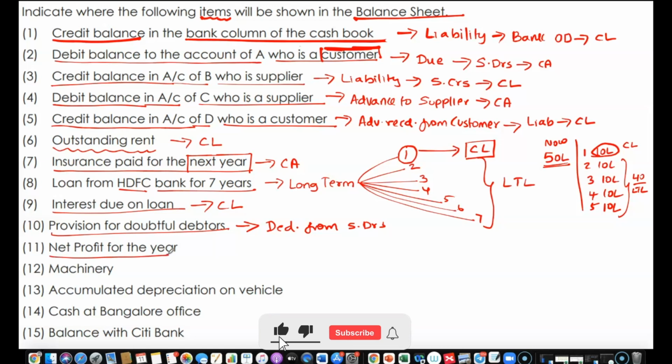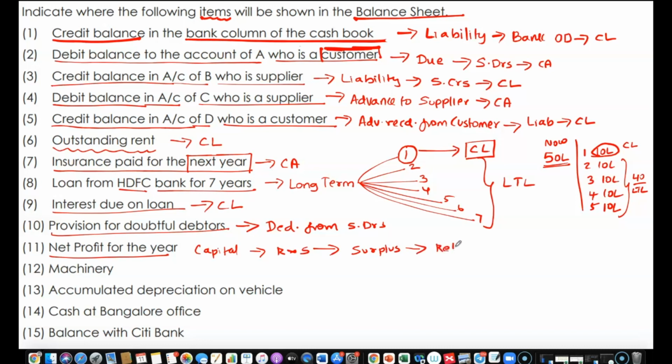Next one, net profit for the year. See, net profit already you have arrived at. In balance sheet, how you will show? This will get added under capital. Okay, basically it will go to the head called reserves and surplus, and in particular this will go to the head called surplus, where it will be shown as a retained profit.